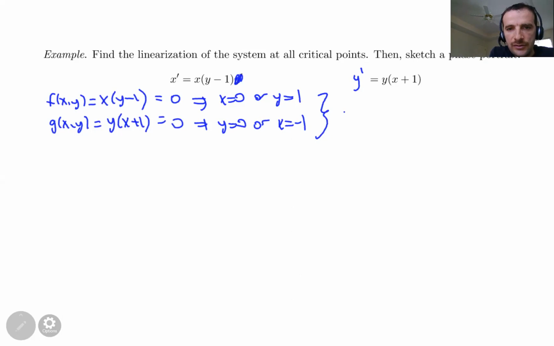So I can take x equals 0, y equals 0. So (0, 0) is a critical point, right? What else? I can take x equals minus 1, y equals 1. So (minus 1, 1). These are critical points, okay?